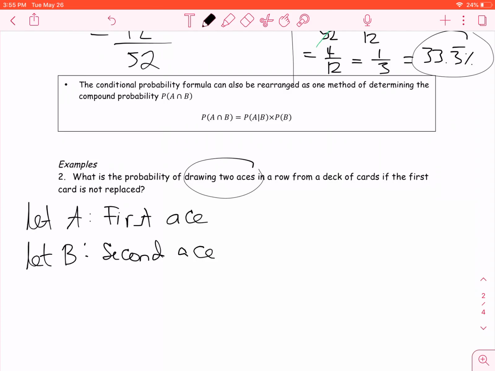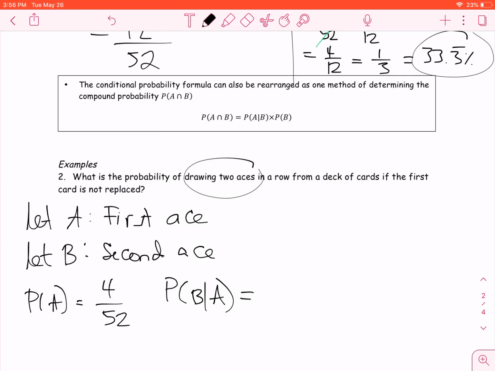Okay, so what's the probability of event A happening? Well, there's 4 aces in a deck out of 52 cards. Pretty straightforward. Okay, now we're going to draw a second card. So this is going to be the probability of our second ace given the fact that event A has already happened, because we've already taken out one card.